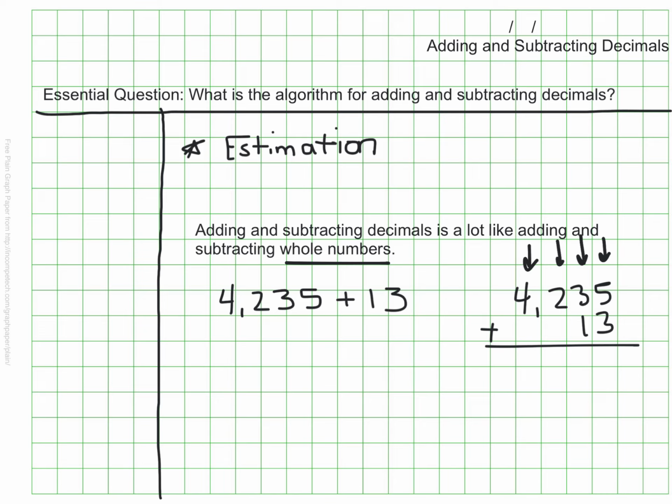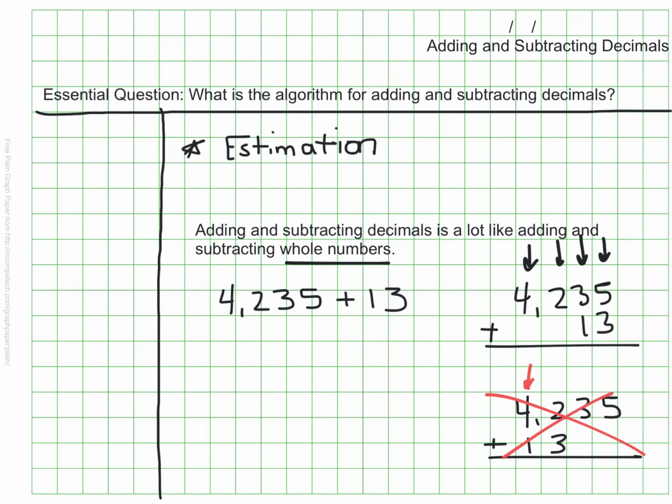That's how I would line it up. I would never do something like this, right? In this situation, I have the 4,000 lined up with the 1 and 3, right? That would never work. I always have to make sure I keep my place values lined up. The same is true with decimal addition. We always want to be sure the decimals are lined up so that the rest of the place values are also lined up. From there, it's addition as usual.